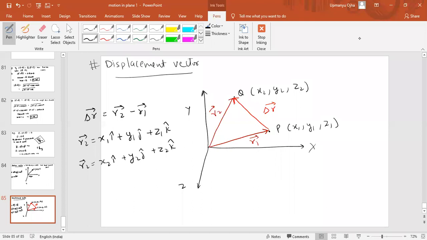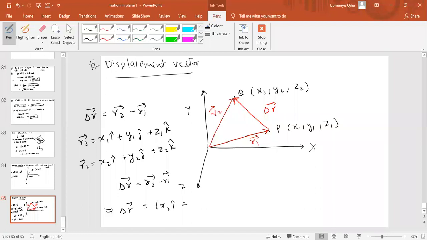By the parallelogram law also it could be the resultant vector. Correct, from the parallelogram also this would be the diagonal, the resultant vector. Or we can say triangle law also. Both are valid here. So the value of the displacement vector, which is delta r, will be equal to how much? R2 vector minus r1 vector. So what is the r2 value?